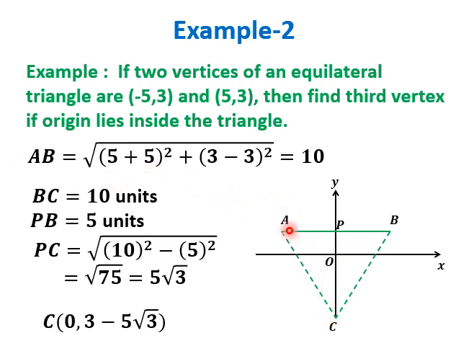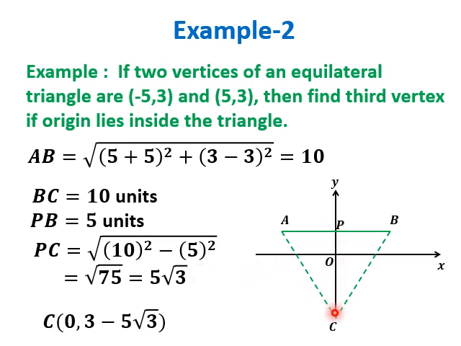Let us find the distance AB. Through the distance formula, we can compute AB as square root of (5 minus -5, which is +10) the whole square plus (3 minus 3) the whole square. The square root of 100 will be 10 only. Since this is an equilateral triangle, AB will be equal to BC equal to CA equal to 10 units. Note that we could have drawn the triangle upward also, but in the problem it is given that the third vertex lies such that the origin is inside the triangle. So the origin has to be here, and the equilateral triangle cannot be drawn on the upper side.